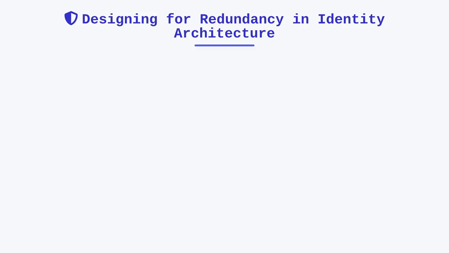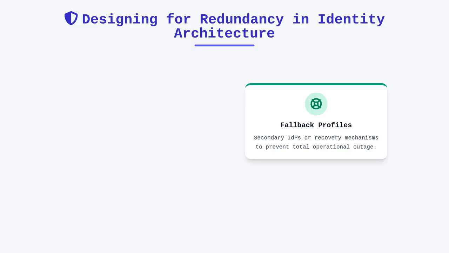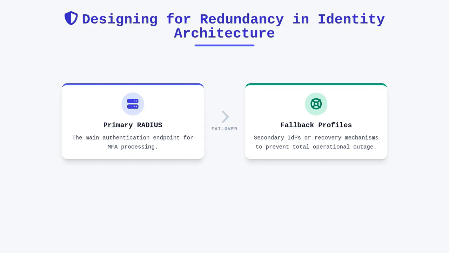Designing for redundancy is an essential aspect of identity architecture, particularly when implementing MFA, as a downed authentication server can lead to a complete operational outage. We accomplish this by designing fallback authentication profiles that allow the platform to fail over to secondary identity providers or designated recovery mechanisms if the primary RADIUS endpoint becomes unreachable.